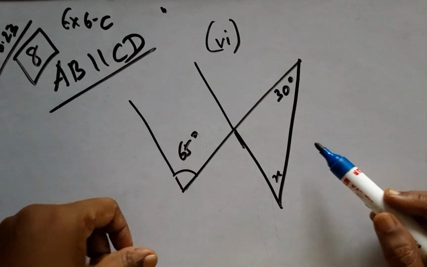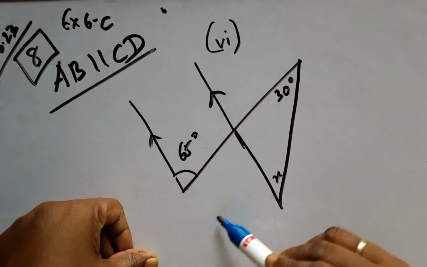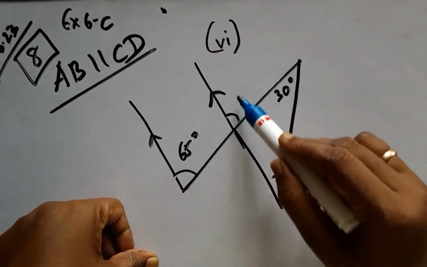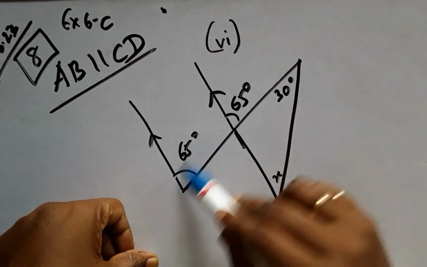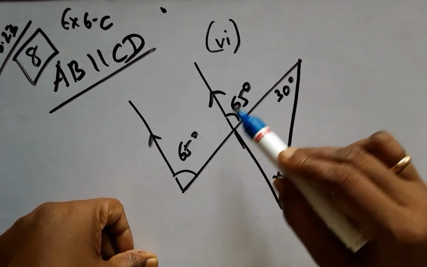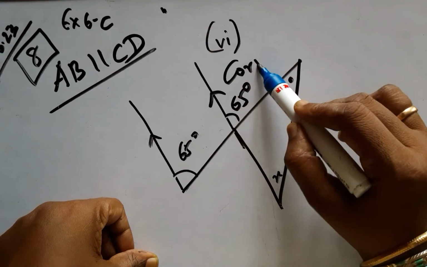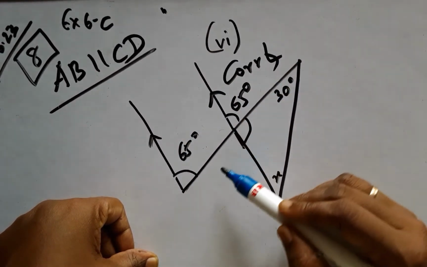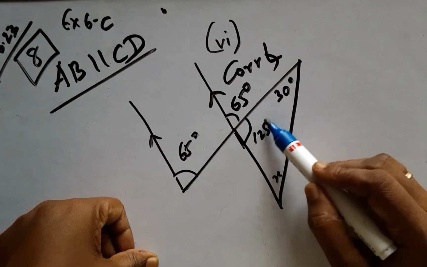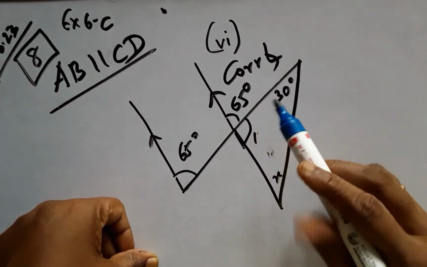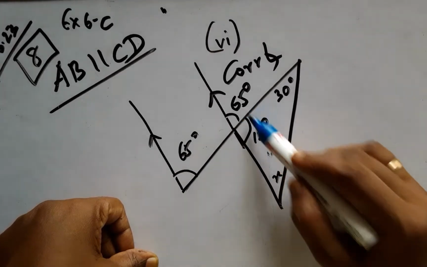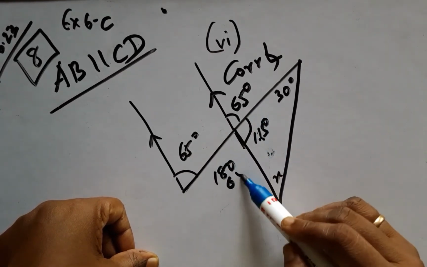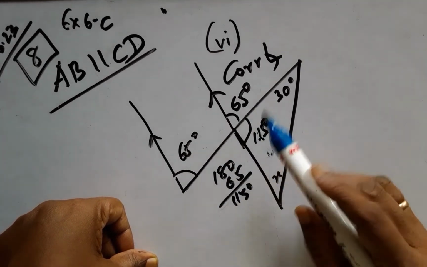This last bit is quite simple. This is AB and this is CD, and this will be 65 degrees. Why? Corresponding angles are equal for a pair of parallel lines with a transversal. And now this happens to be 115. Why? Linear pair is 180. So 180 minus 65 will give me 115.